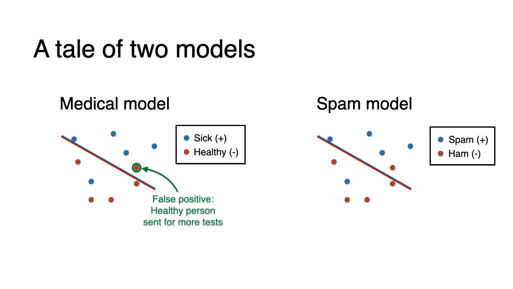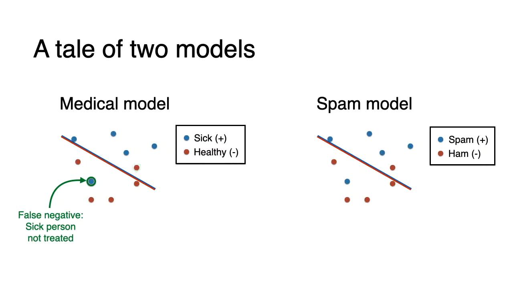In the medical model, a false positive is a healthy person who is diagnosed as sick, so they may be sent for more tests. A false negative is a sick person who is diagnosed as healthy, so they don't receive any more treatment and they are sent home. Let's think, which one of these two is worse? Well, I think it's the false negative, since I'd much rather send a healthy person for extra tests than send a sick person home. So let's forget about the false positives and try to modify this model so that it won't have any false negatives at all. Something we can do is translate the line down here to make sure our model makes no false negative mistakes.